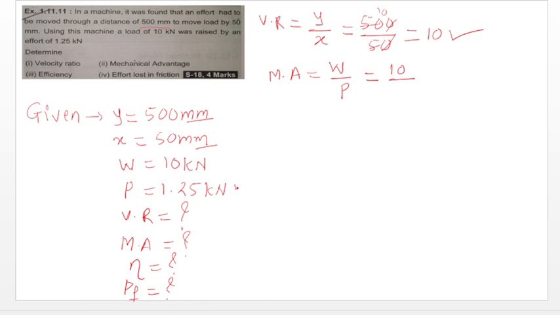Effort is given, yes, given 1.25. Okay, what is the ratio of these two? You can calculate by the calculator itself. Okay, and the value is what?